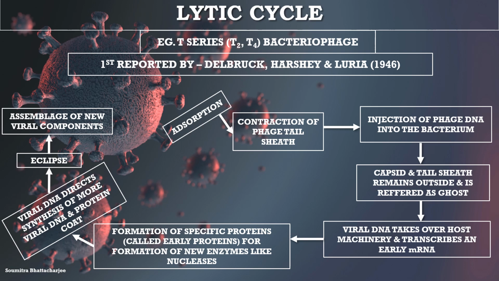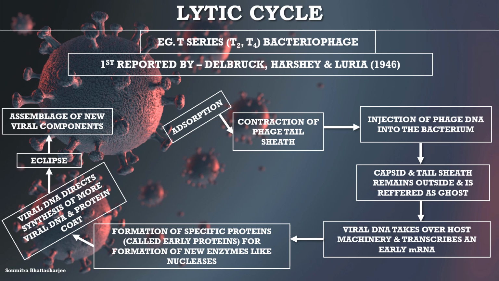The lytic cycle of viral reproduction is mainly observed in T series of bacteriophage like the T2 and the T4, and was first reported by Delbruck, Hershey and Luria. The lytic cycle involves the first step as the adsorption of the T2 and the T4 phage to specific receptors on the cell wall of the bacterial host with the help of its tail fibers. The lysozyme present in the tip of the tail makes a hole in the cell wall of the bacterium.